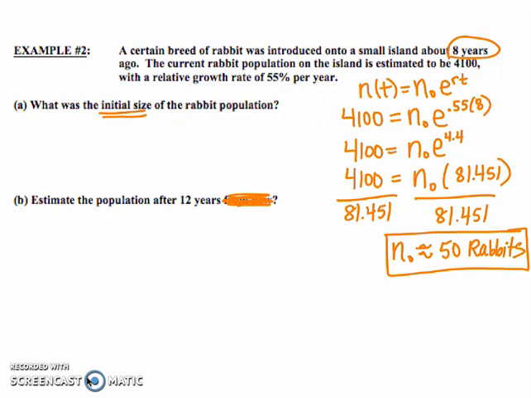All right, so our equation now, what is n of 12? It's going to be equal to our initial population, which we just found was 50 rabbits, times e to the, still growing at 55%, and we want to know what that population is going to be after 12 years. Then you just grab your calculator and type this in: 50 times e to the 0.55 times 12 power. Make sure you're typing that in correctly. And we find out that after 12 years, the population is 36,754.76. So we're going to round to the nearest whole rabbit.